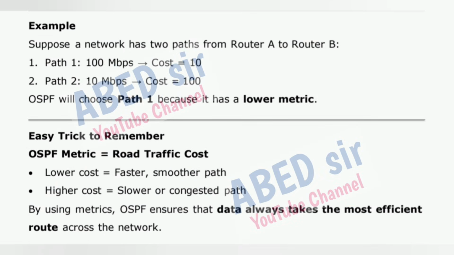Example: suppose a network has two paths from router A to router B. Path 1, 100 megabits per second, cost equals 10. Path 2, 10 Mbps, cost equals 100. OSPF will choose path 1 because it has a lower metric. Easy trick to remember: OSPF metric equals road traffic cost. Lower cost equals faster, smoother path. Higher cost equals slower or congested path.